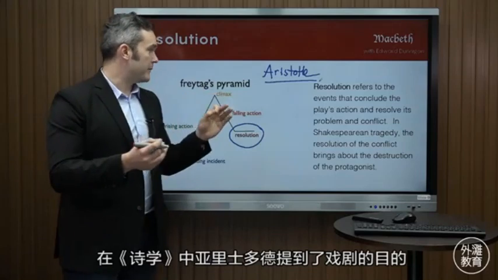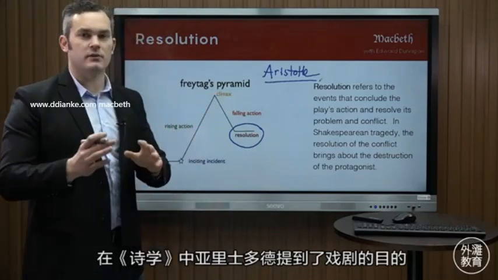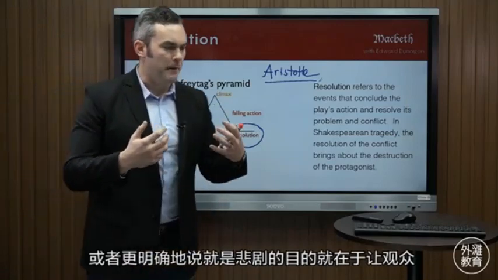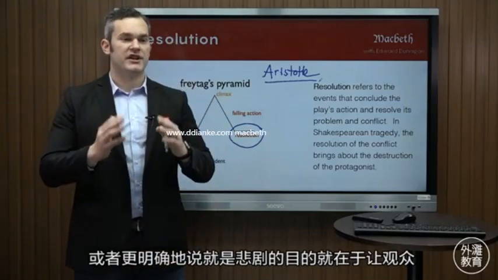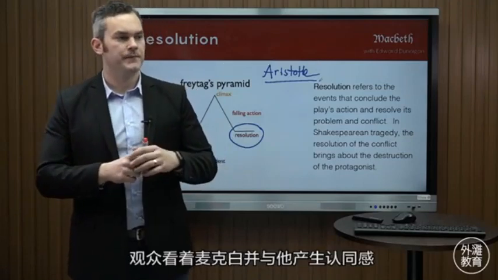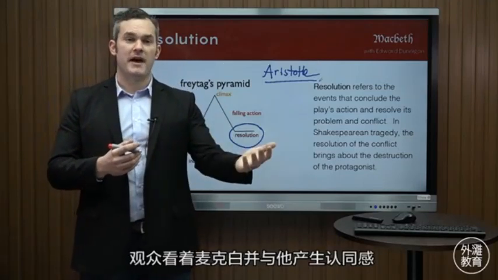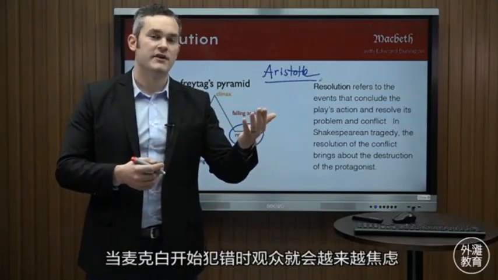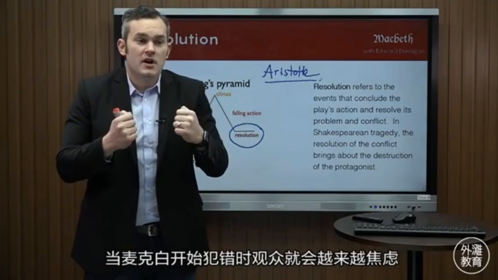And in the Poetics, one thing that Aristotle said was that the purpose of a drama, the purpose of a tragedy, I should say, is to make the audience feel very tense and worried, right? So the audience sees a character like Macbeth, they identify with him, and then as he starts making mistakes, the audience gets more and more nervous. What's going to happen?